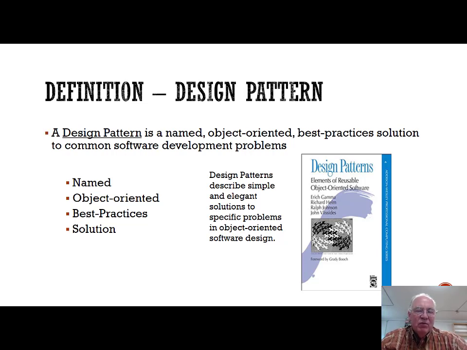And then in terms of what a solution is, we'll see the answer to that as we go. I'm not going to give you a definition for solution now, but that pretty much gives you a definition of what a design pattern is as far as this course is concerned.